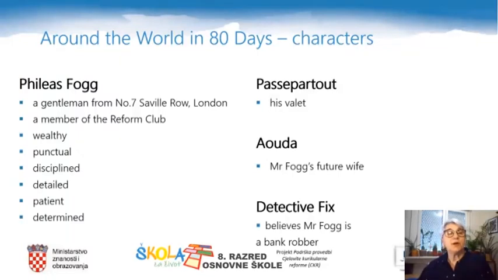The characters in the book are Phileas Fogg. He is the main character. He is a gentleman from London, a member of the Reform Club. And he is a gentleman who is wealthy, rich, punctual, disciplined, detailed, patient, and determined. And we'll see that by the end of the book, he has won the bet. He travels with his butler, valet, Passepartout, and meets a beautiful lady who becomes his future wife, Auda, and there's Detective Fix, who follows him around the world because he believes that Mr. Fogg is a bank robber.